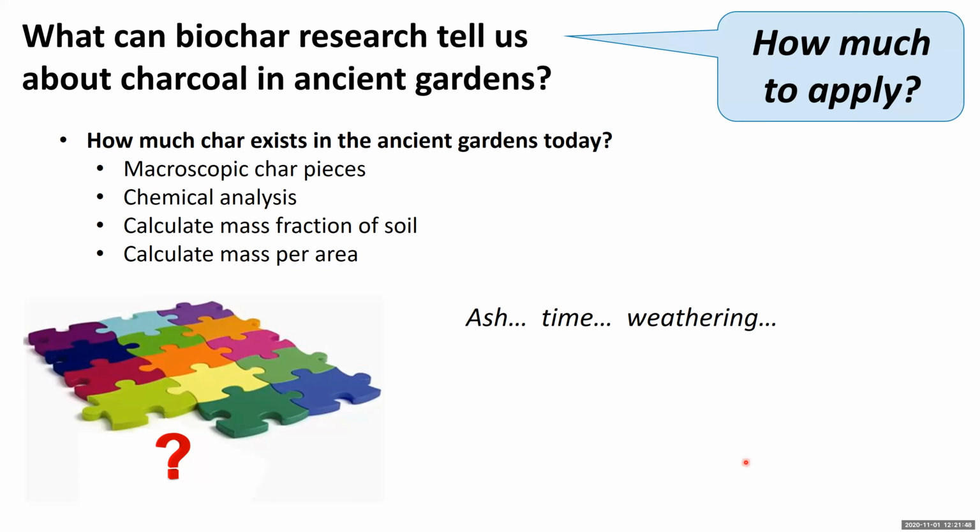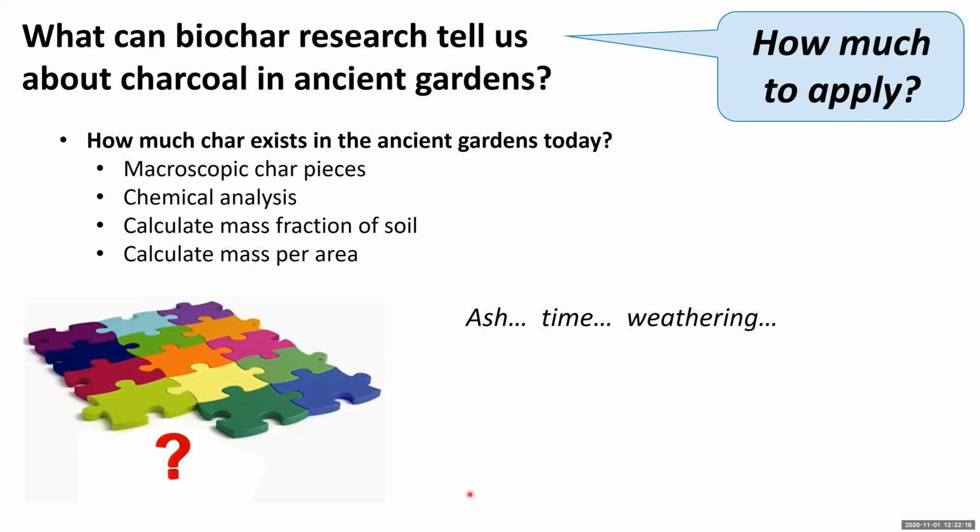We can also calculate how much char mass exists per meter squared or per acre or any other unit of area. But I'm showing a question mark here in this puzzle because any of the measurements we do will only be an estimation of how these ancient garden amendments were created. Measurements we do now won't be able to tell us about how time and weathering have changed the ancient garden amendments since the sites were active.